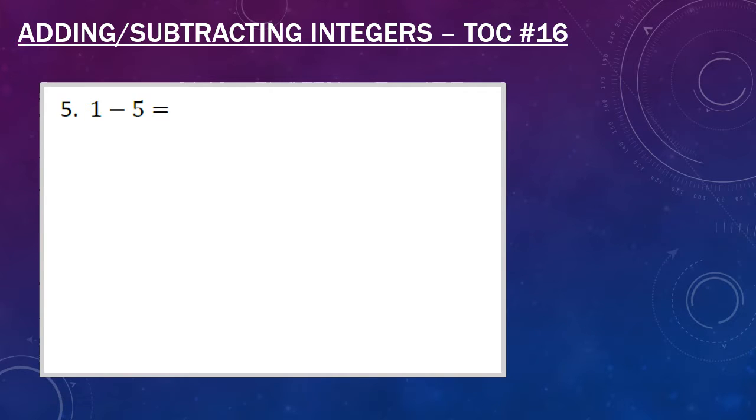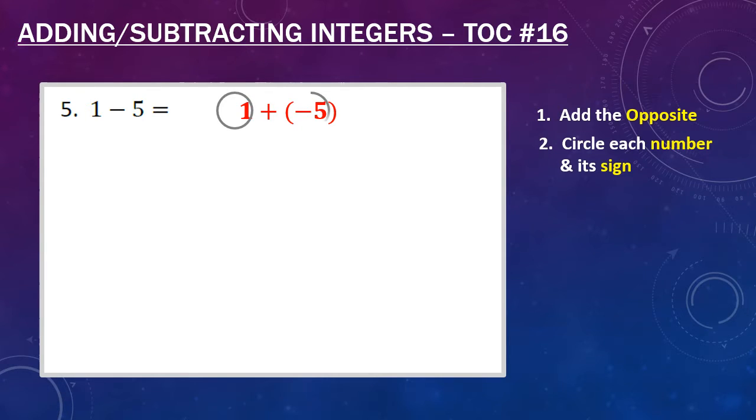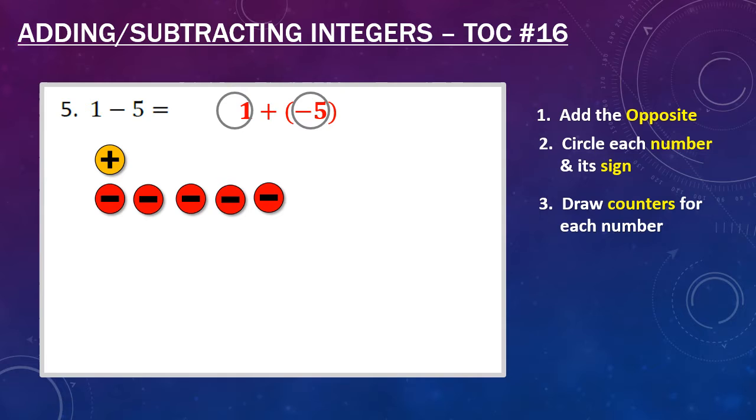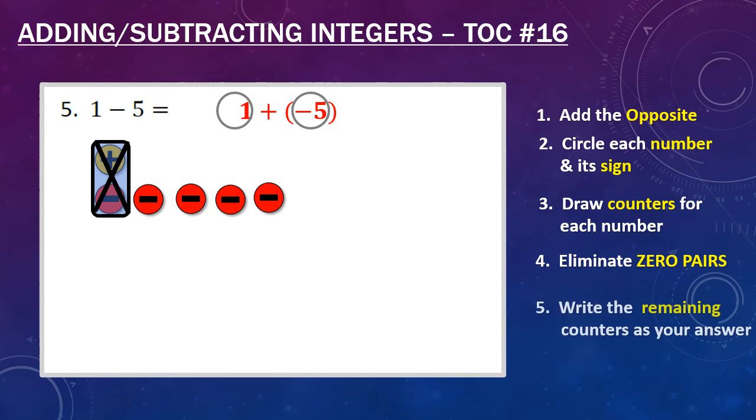1 minus 5 needs to be written as 1 plus a -5. Circle each number, including its sign. Draw 1 positive and 5 negatives. Eliminate your zero pairs. I only have 1. Cross that puppy out. It's gone. And I'm left with 4 negatives. That's my answer.